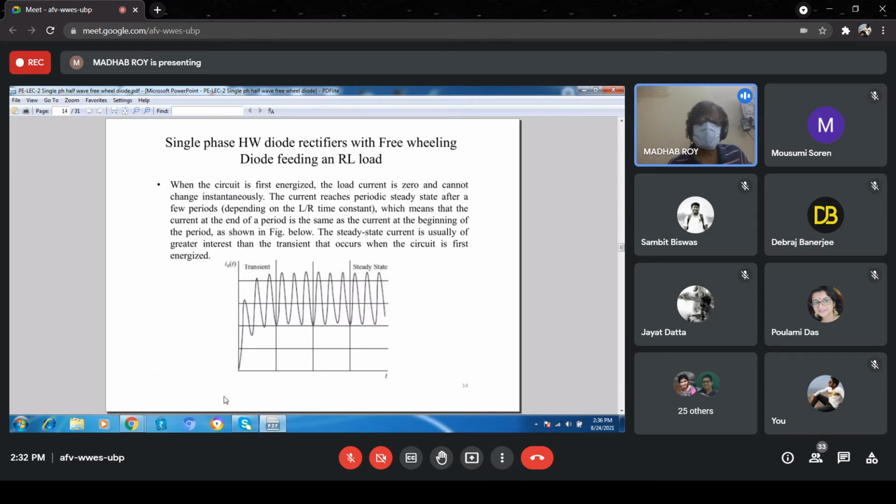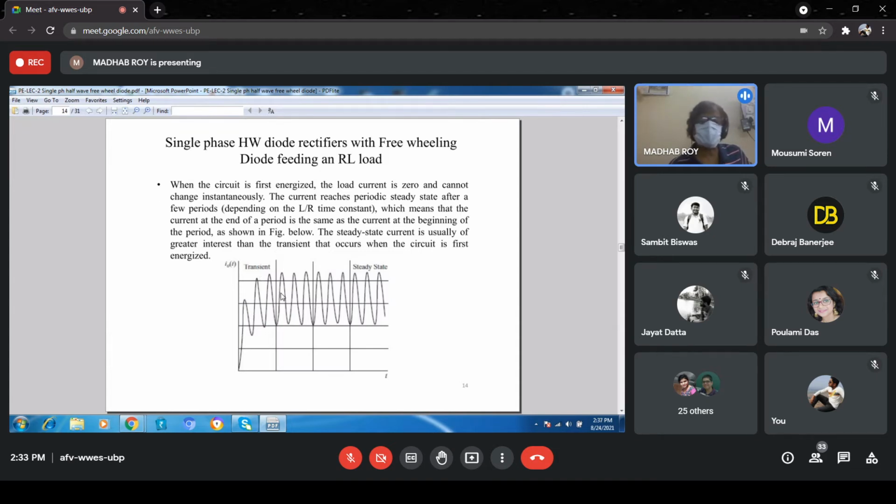Now the current, so transient current and steady state current, we have already discussed. In a circuit, when the circuit is first energized, the load current is 0 and cannot change instantaneously. There is a concept, I don't know whether you have learned it or not, Faraday's law. Basically this is an application of Faraday's law.